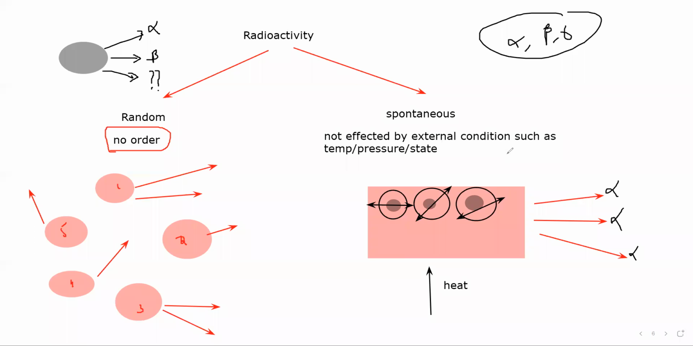A random process does not have any order, so I cannot say that the first radiation was alpha, then beta, and the third one will be gamma. It can be gamma, it can be beta, it can be alpha, or maybe it will not emit any radiation. So this process is a random process, meaning it does not have any order.